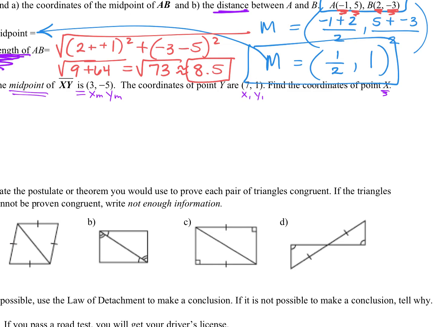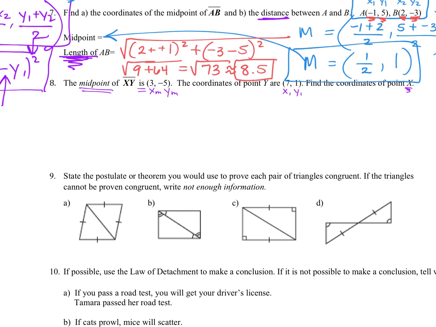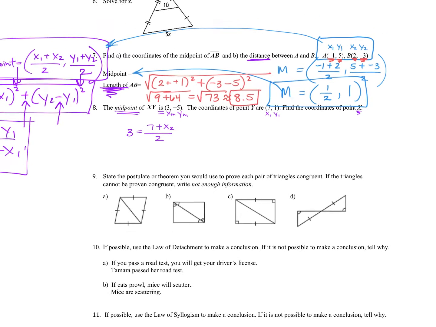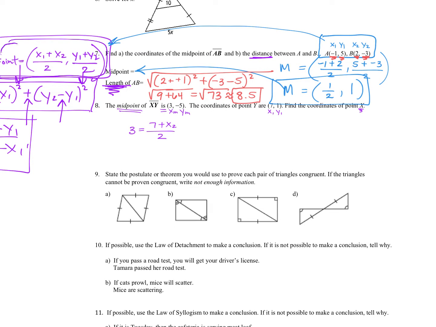So this one you're going to plug into the midpoint formula, but separate, right? You're going to plug in your x values first, then your y values in a different problem, and then combine them at the end. So your midpoint, 3, equals your x1 plus your x2 divided by 2. So I'm literally just plugging it into this formula with the midpoint over here by itself, okay? So that would be for your x's. For your y's, you're going to say the y midpoint, negative 5, equals y1, which is 1, plus y2, which we don't know, divided by 2.